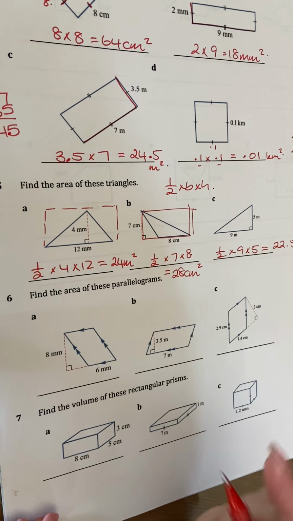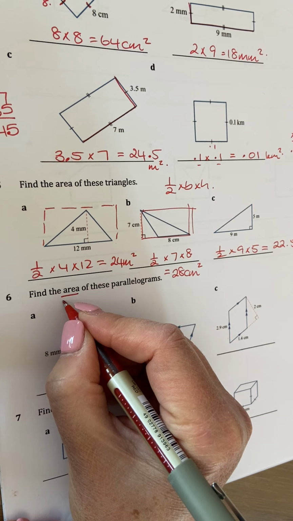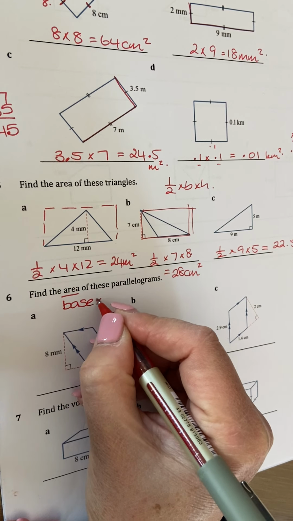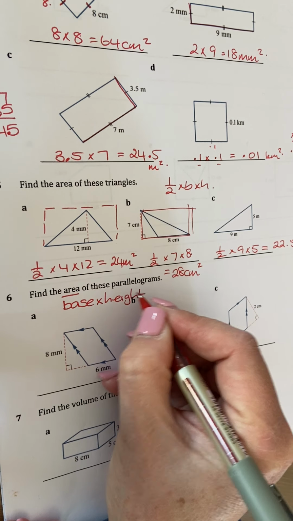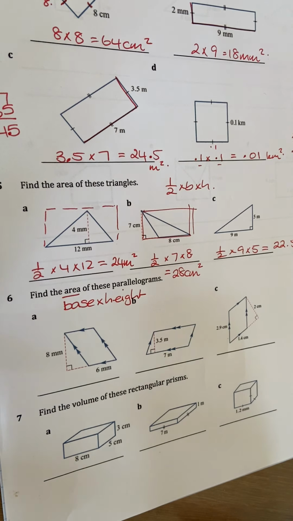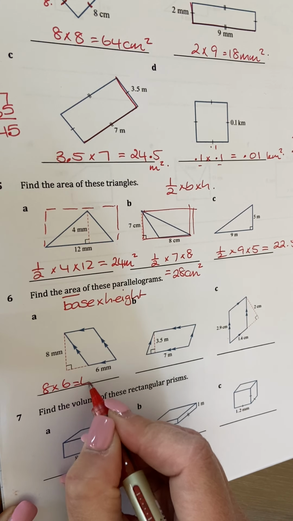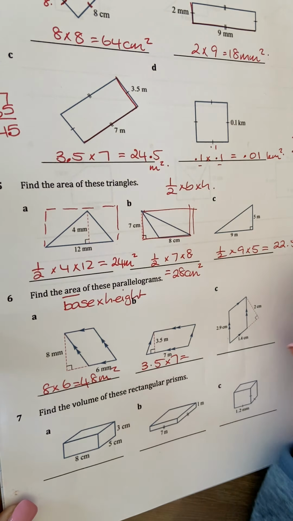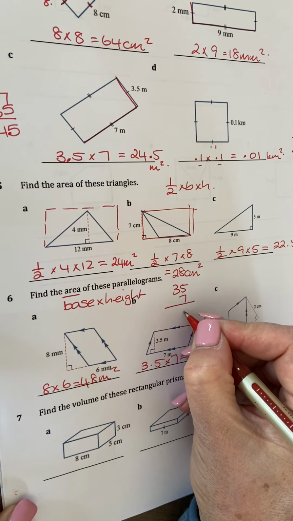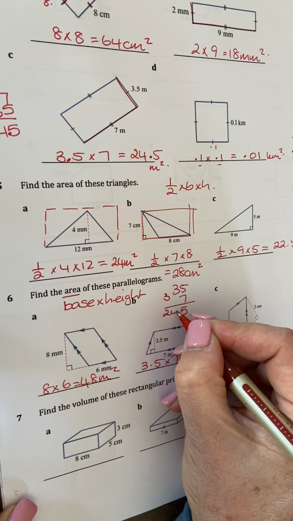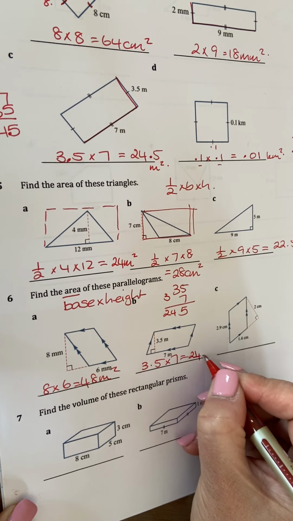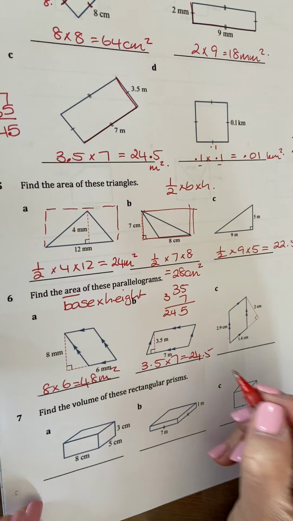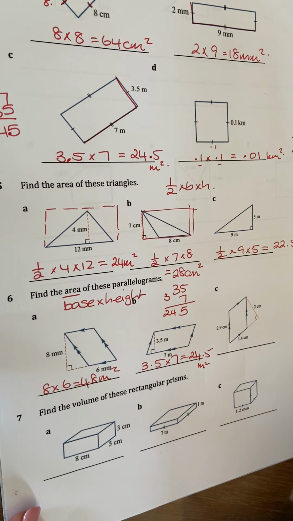Now getting down to the parallelograms. Remember that the area of a parallelogram, it's hard to say, base times height, but it must be the perpendicular height. So sometimes it's going to be a bit tricky to work out which one that is. But most of the time, if you've just got 2 measurements, like here, just do 8 times 6, 48 millimetres squared. 3.5 times 7. Let's do this here, 35, 7. 24.5, look at that. It's actually the same as the one we did up here. Metres squared.